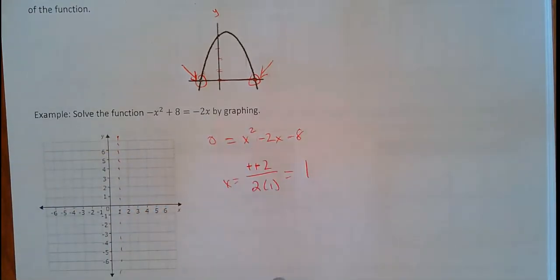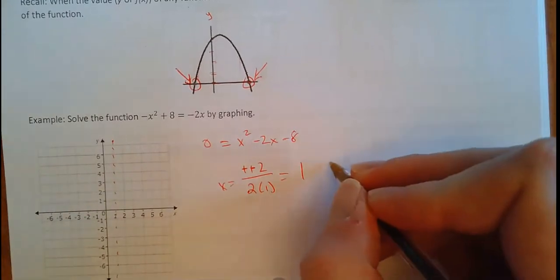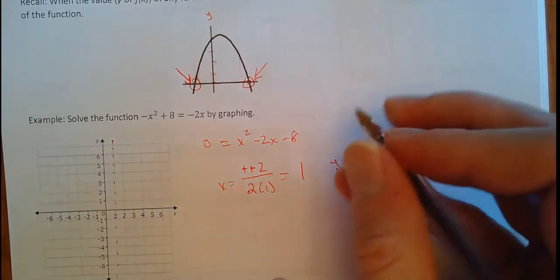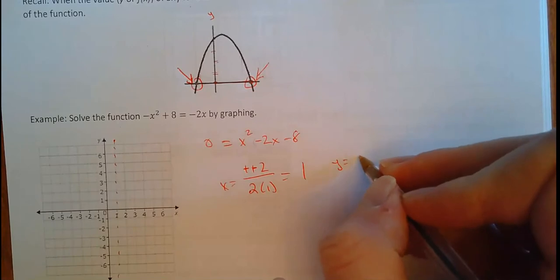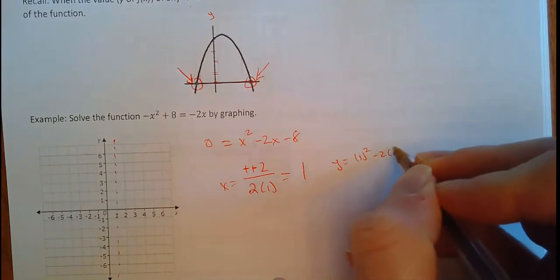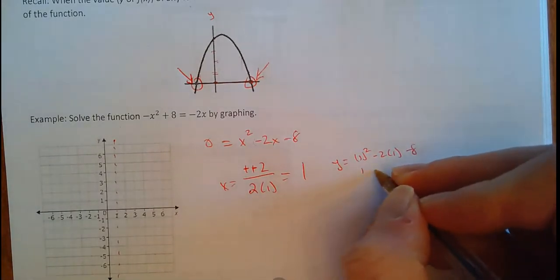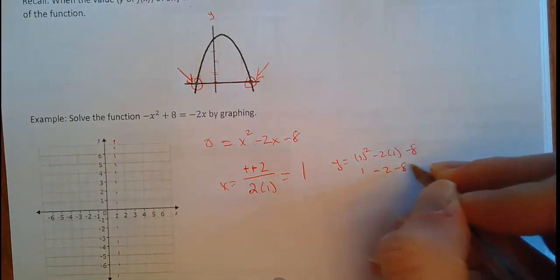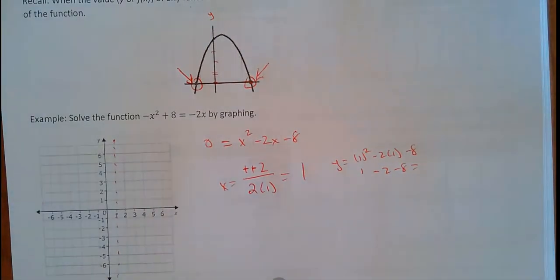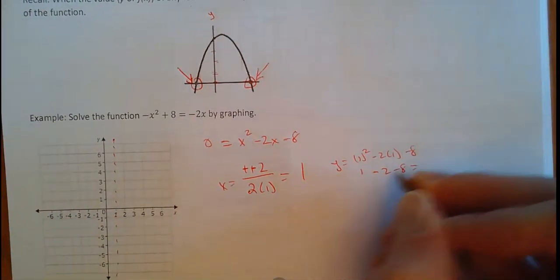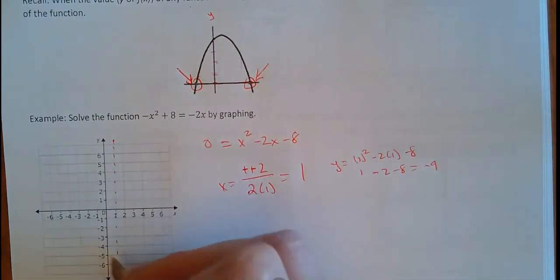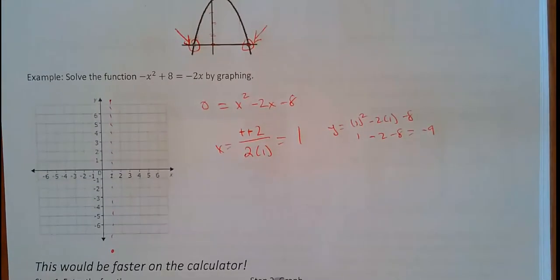And then when I plug 1 in up here, y equals 1 squared minus 2 times 1 minus 8. So that would be 1 minus 2 minus 8. So I got 1, basically minus 10, so that'd be negative 9. So way down here, 6, 7, 8, 9, somewhere down in here on the graph is my vertex. Now I'm looking for where it crosses the x-axis.